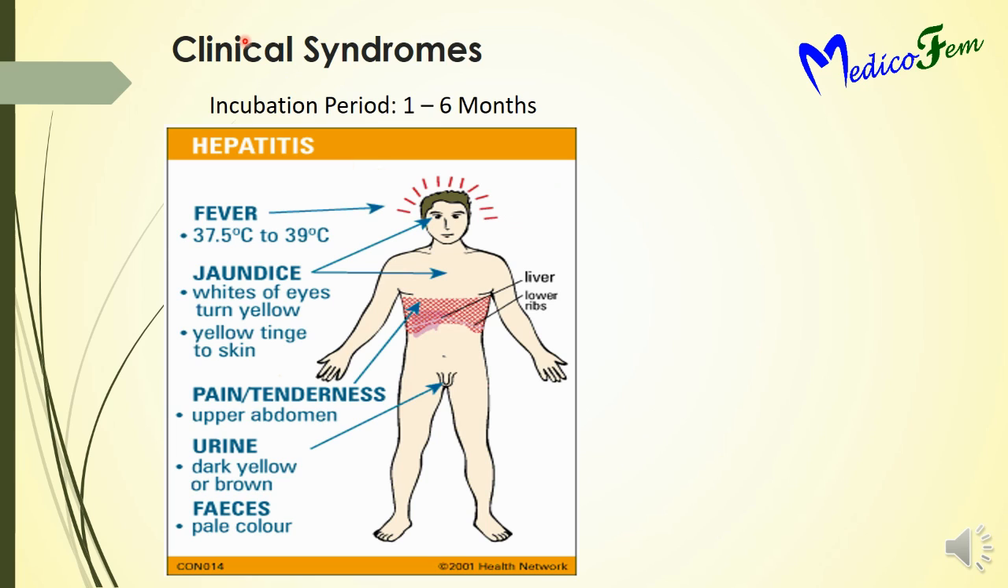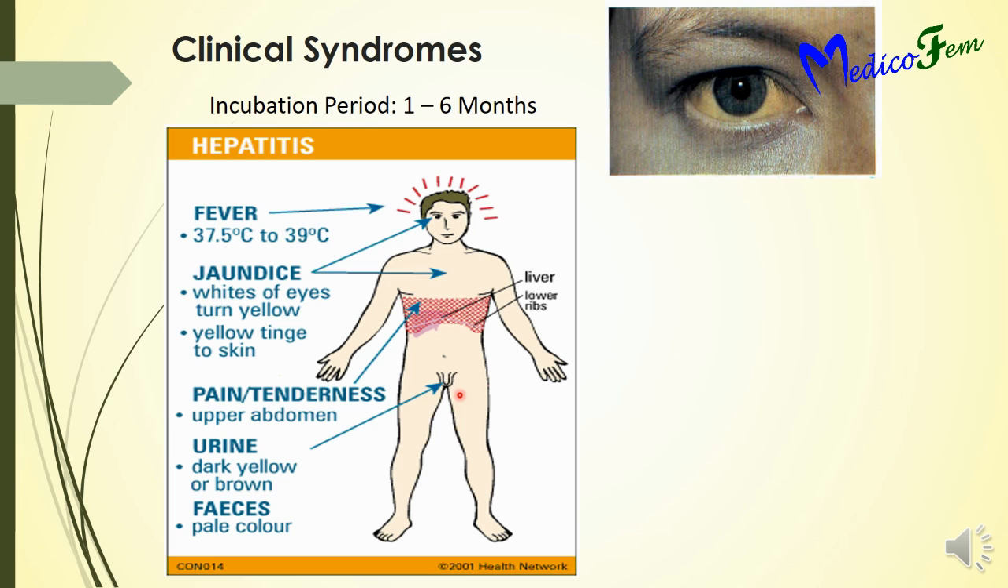This figure shows the clinical syndrome or clinical features of hepatitis virus. Incubation period is 1 to 6 months. It causes fever. It causes jaundice. There is yellowish discoloration of the bulbar conjunctiva. There is pain and tenderness in the right hypochondriac region of the abdomen. Urine turns dark yellow or brown. Feces color changes to pale yellow. This shows the pale yellow. There is yellow discoloration of the bulbar conjunctiva.